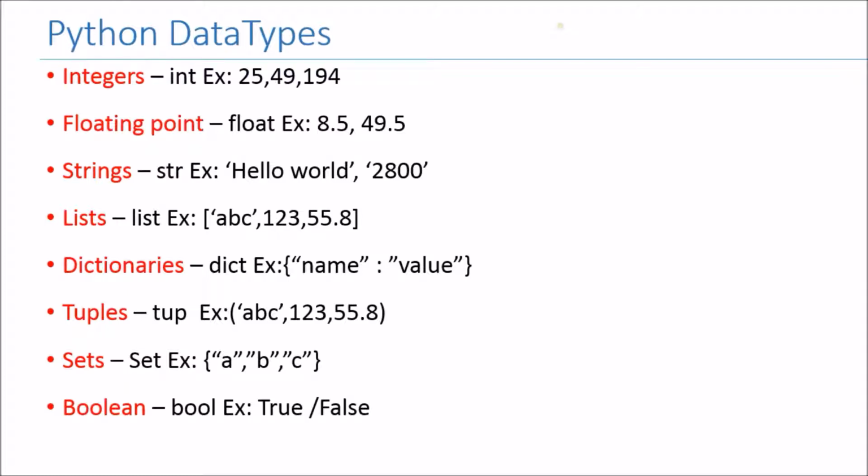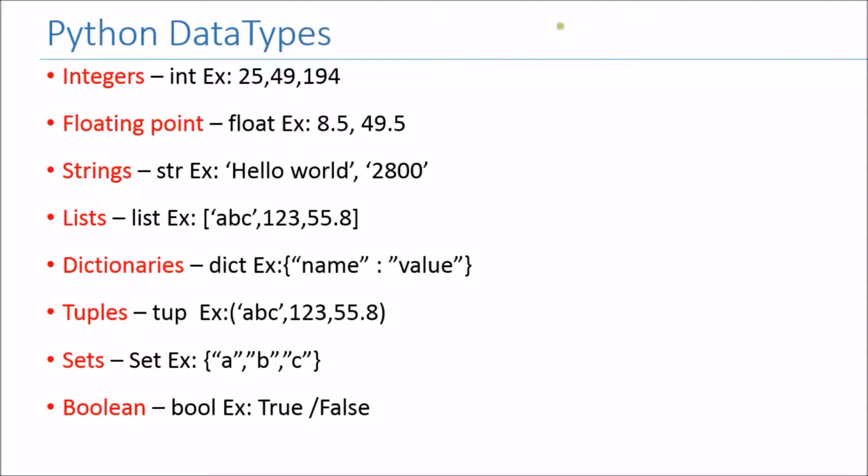Sets. Sets is an unordered collection. And the thing is, a set is a collection of unique items. So in this example, if you see, A, B, C can't appear again in a set. Again, we will be discussing more in detail in a later section of the course.